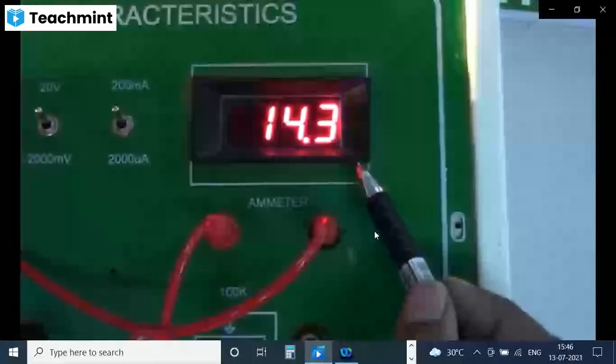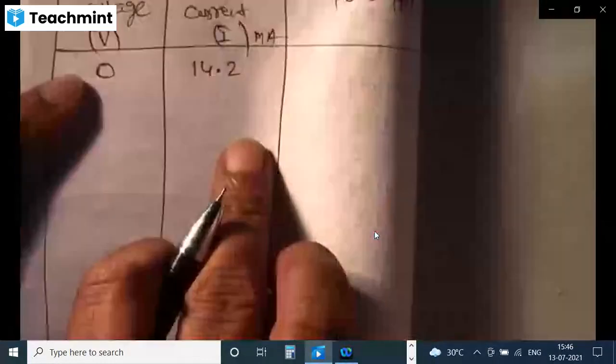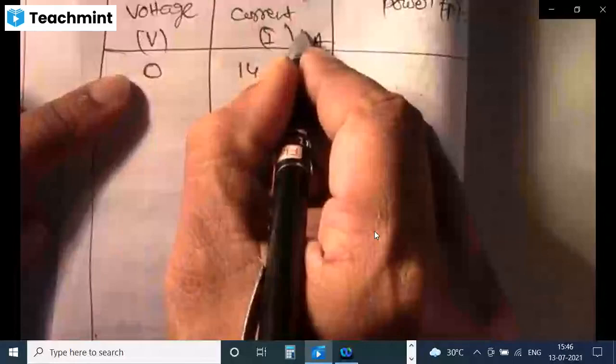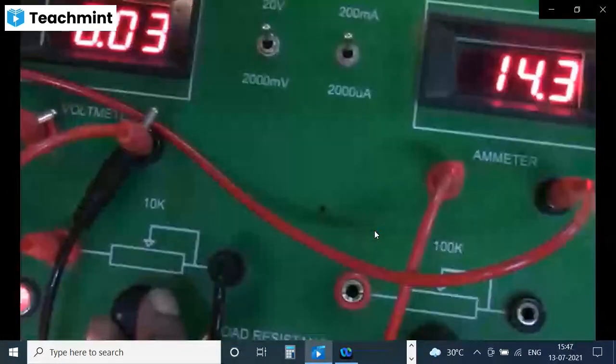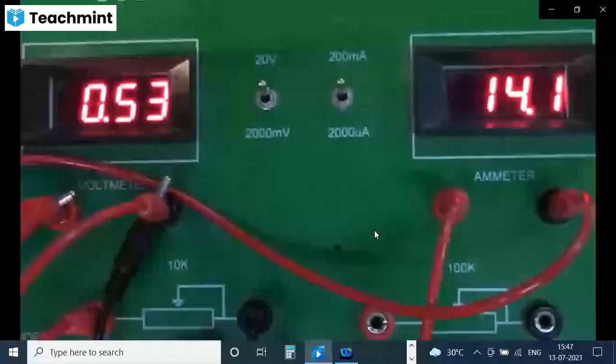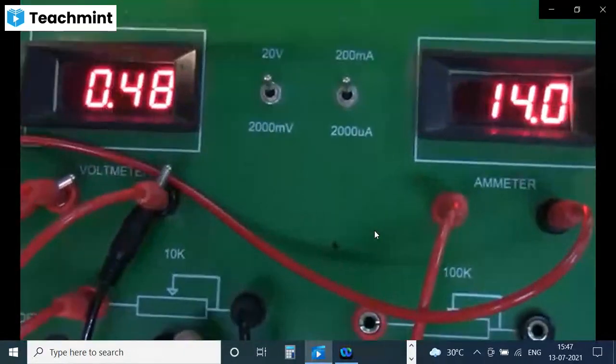Okay, so now note down here voltage 0 volts. At 0 volts, what is the current? 14.2 milliamperes. So no need to write milliamperes for every current value. Here I kept milliamperes, which means that all the current values are in milliamperes. Now adjust the load resistance to get 0.5 volts. Here I am adjusting the load resistance in such a way that the solar cell displays 0.5 volts.